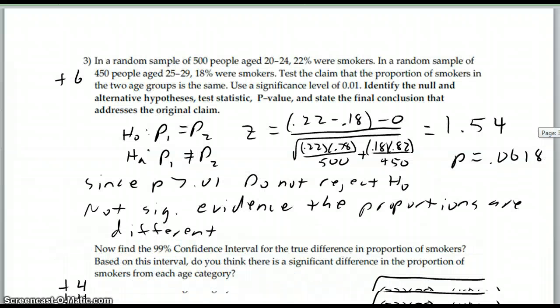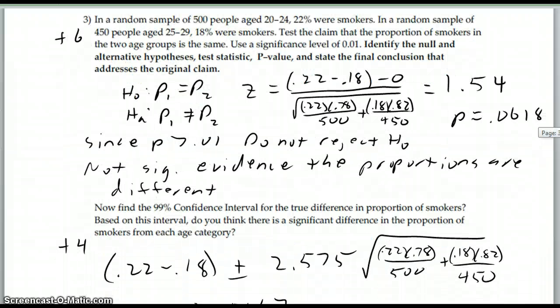Number 3, this is the difference between two proportions. So we're looking at smokers in 2 different age groups. Our null hypothesis is that the proportion of smokers in these 2 age groups is the same. The alternative is that they're not the same. We calculate our Z statistic here, and we found out that they are 1.54 standard deviations away from each other.